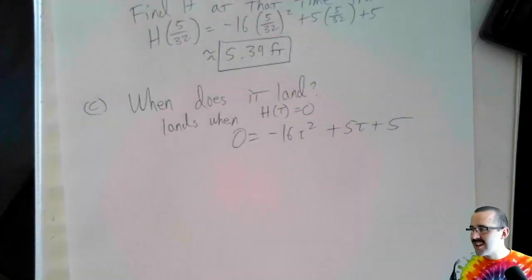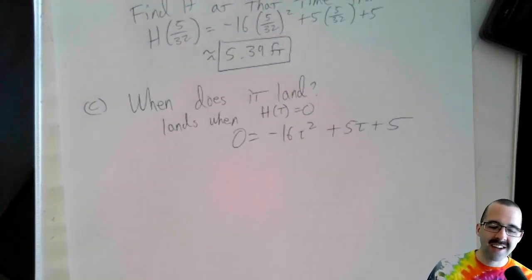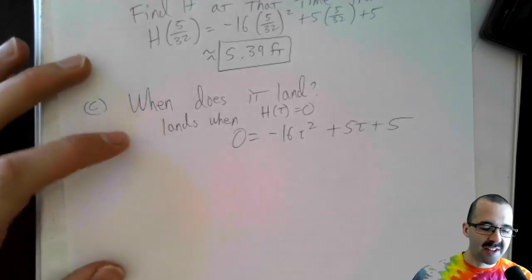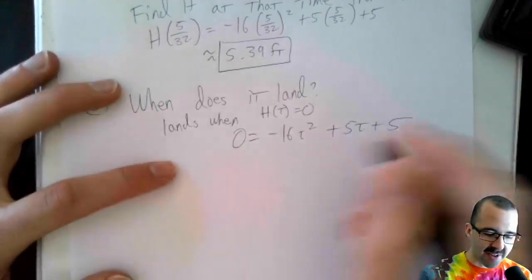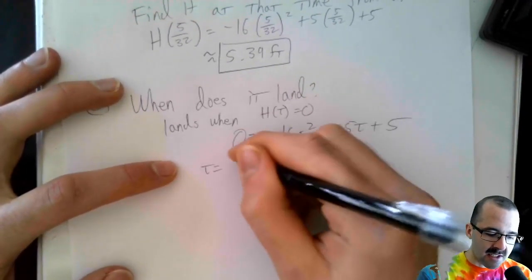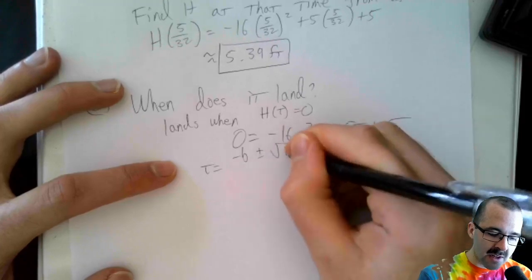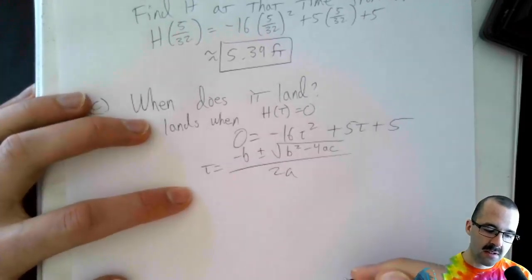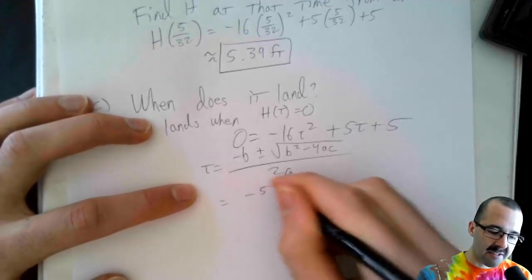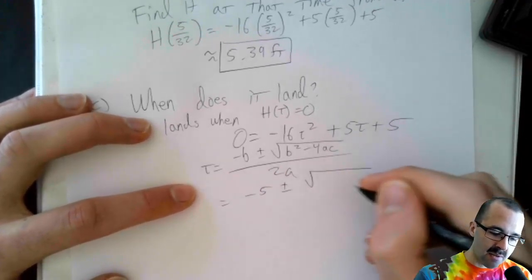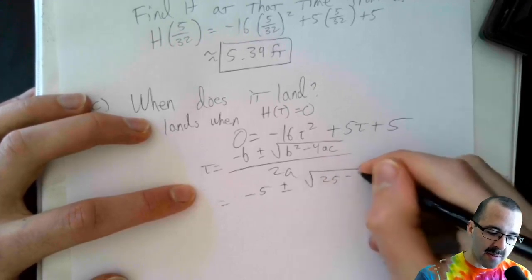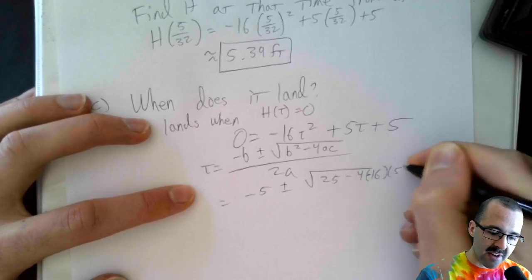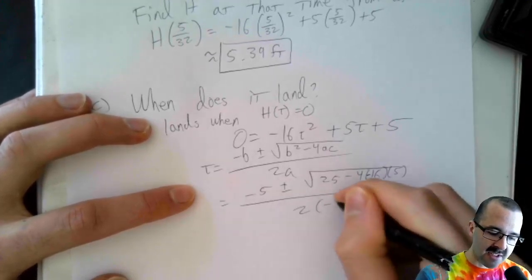Whoa, that's a quadratic equation. We can use the quadratic formula again or factor it. This one's not going to factor though. All right, so use the quadratic formula. And again, we don't have much time, so I'm just going to speed through this. t equals negative b plus or minus the square root of b squared minus 4ac, all over 2a. So you just plug that in. You get negative 5 plus or minus the square root of 25 minus 4 times negative 16 times 5, all over 2 times negative 16.